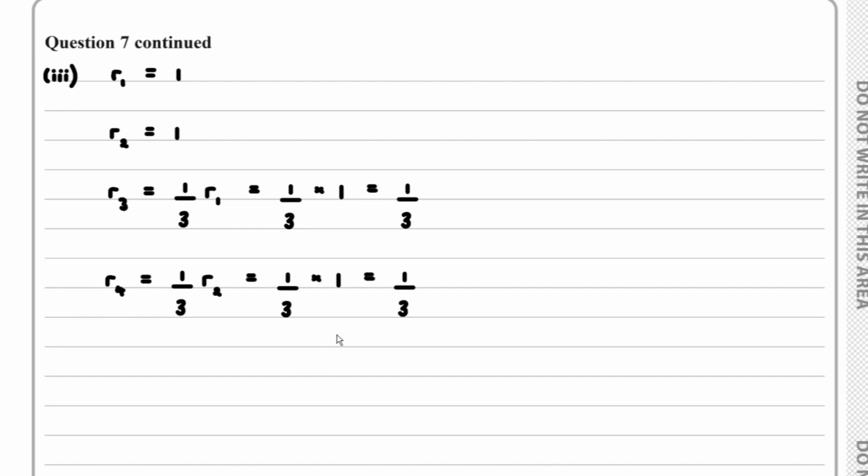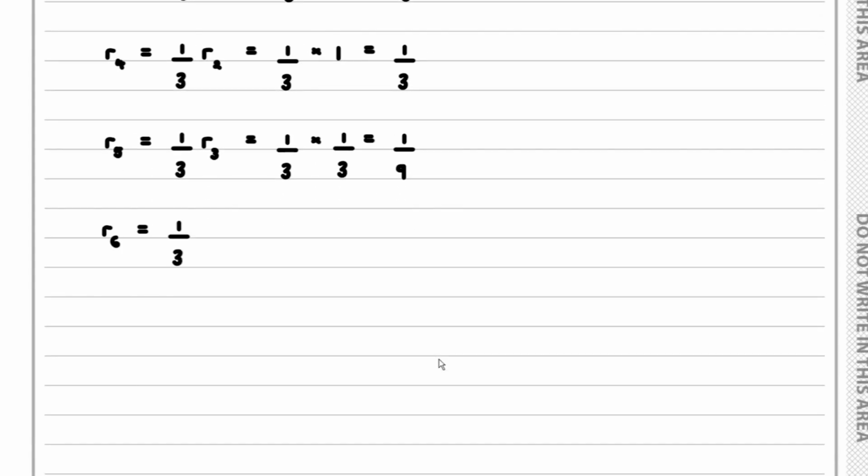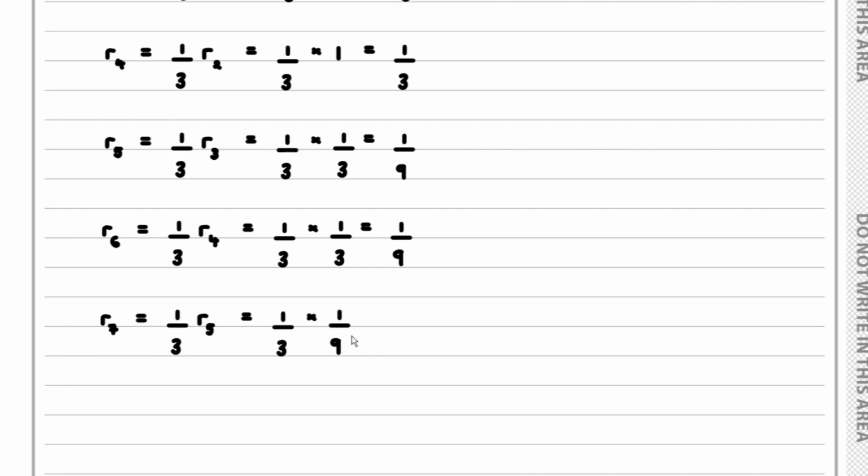So I've got 1/3 times 1, which is 1/3. R5 will equal 1/3 times R3, so I've got 1/3 times 1/3, which is 1/9, and R6 is 1/3 times R4, which is 1/3 times 1/3, which is also 1/9. R7 is going to be 1/3 times R5, which is 1/3 times 1/9, which is 1/27, and R8 is 1/3 times R6, so we've got 1/3 times 1/9, which is also 1/27.